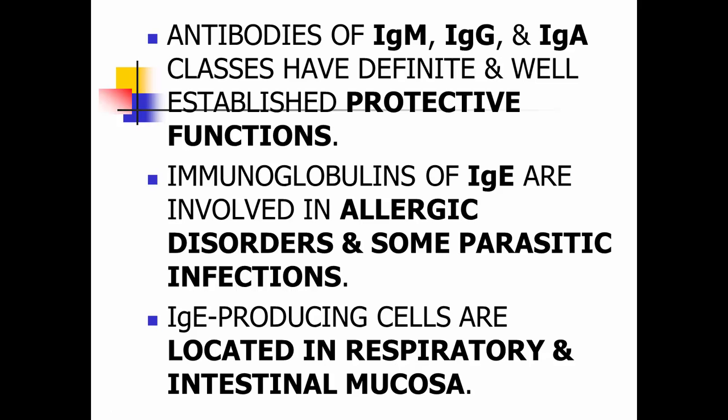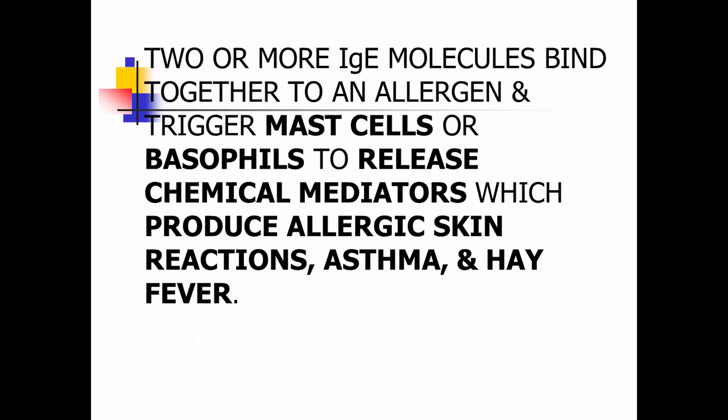Antibodies of IgM, IgG, IgA, and I've already talked about these, have definite and well-established protective functions. IgE, I need for you to remember, are involved in allergic disorders and parasitic infections. And IgE producing cells are located throughout your respiratory and intestinal mucosa. So the GI and the respiratory tract are lined with those IgE producing cells. So important for you to remember for your test.